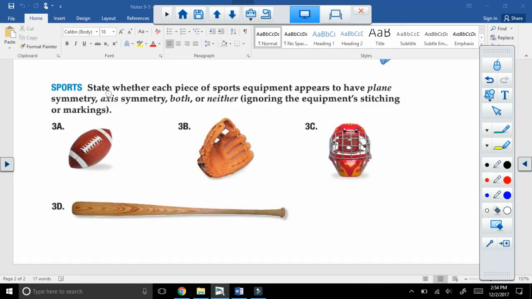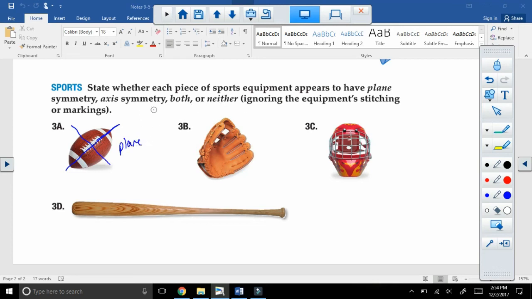Okay, so then for these last examples, we have to tell whether it has plane or axis symmetry, both or neither, and it says to ignore the stitching and the specific markings and stuff. So looking at this football, it would have plane symmetry. You could either take a plane and split it right through the stitching, or you could take a plane and cut it right in half that way.